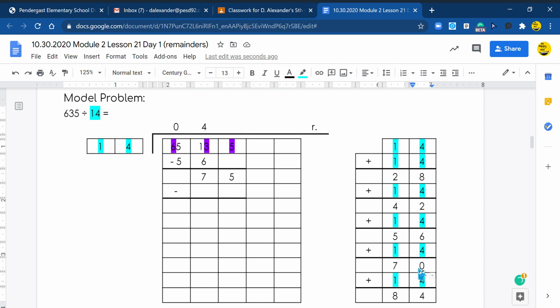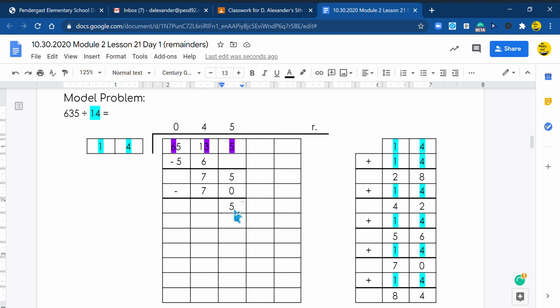And you guys are right. We're going to have to use this one. Let's count our 14s. 1, 2, 3, 4, 5. Right here in the quotient, I write a 5. And 5 times 14 is 70. So I'm going to write my 70. I'm going to subtract. And now we have to figure out, can 14 go into 5?